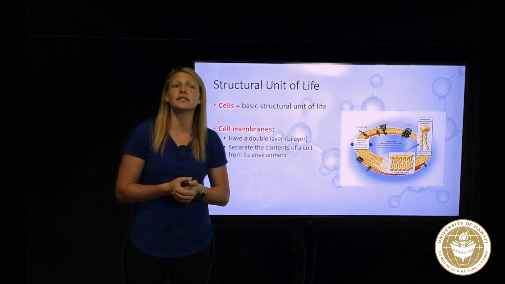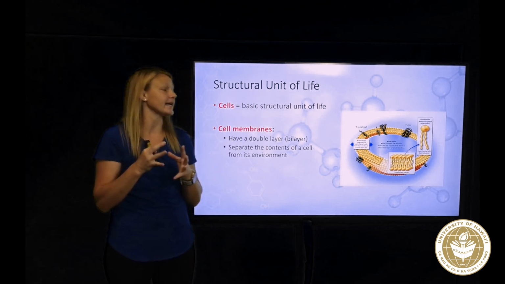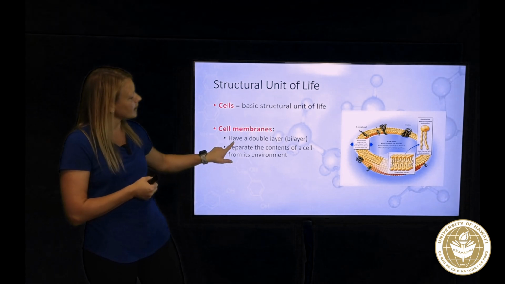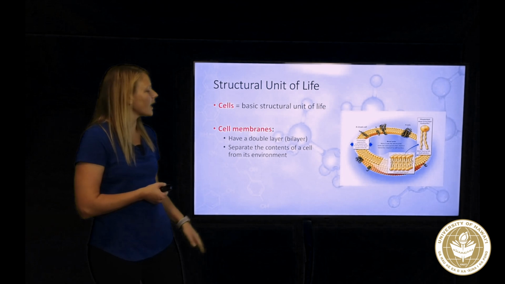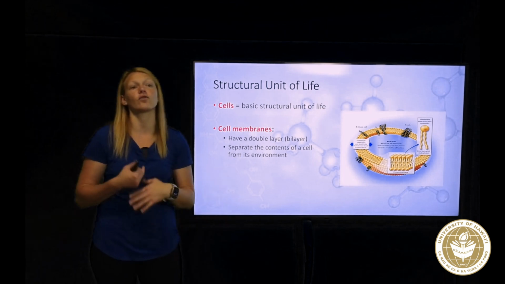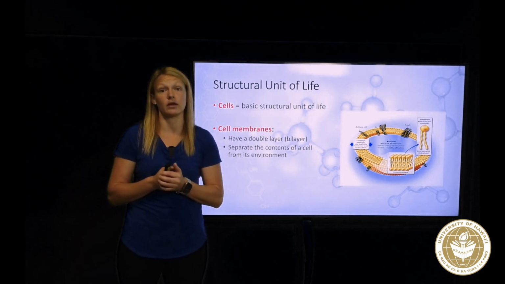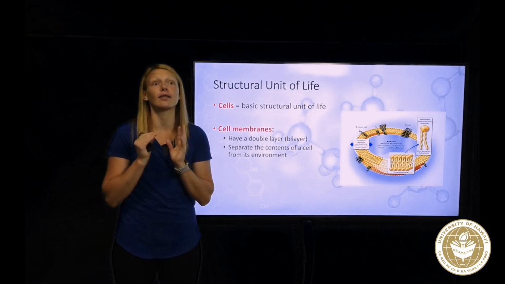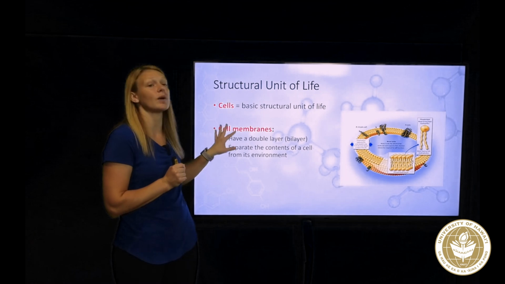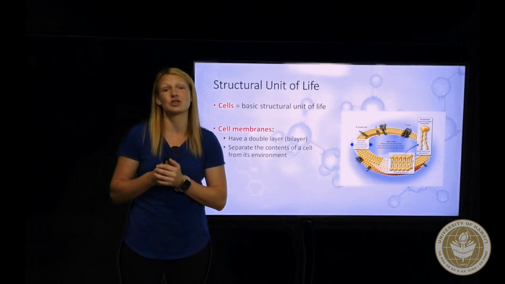Cells are water-filled sacs that are bounded by a cell membrane. Cell membranes have a double layer, so bilayer, bi meaning two, and they separate the contents of the cell from its external environment. So I'm kind of glossing over this because we're going to talk a lot more about cells as well as cell membranes in Chapter 3.